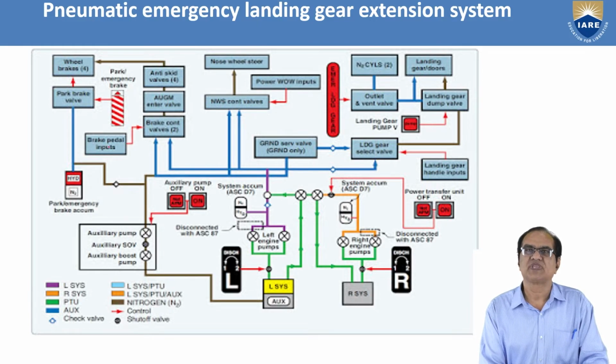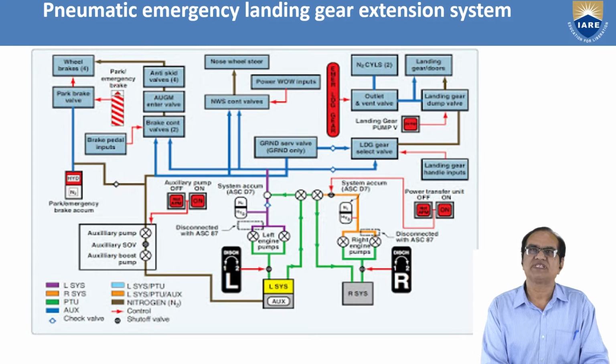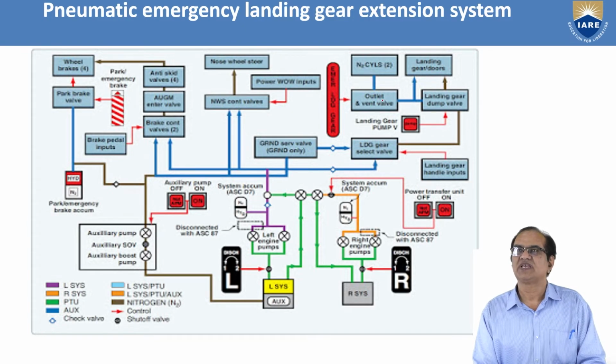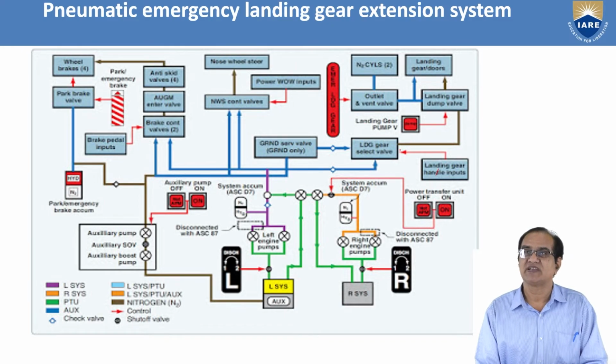Here we have the pedal inputs. Here it will go to the emergency brake, parking brake valve, wheel brake valve, and the nose wheel is operated this way. Here also, if you see, the landing gear dump valve, landing gear. So these landing gears are operated by this blue system. This is the right and this is the left. Here are the left engine pumps, and here the right engine pumps. They are operated by the engine.